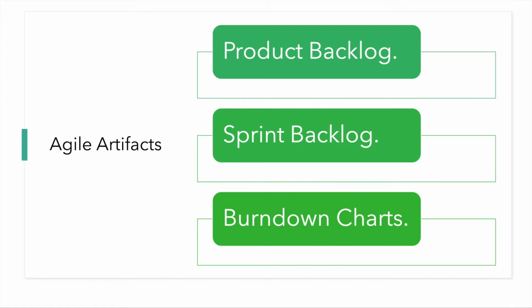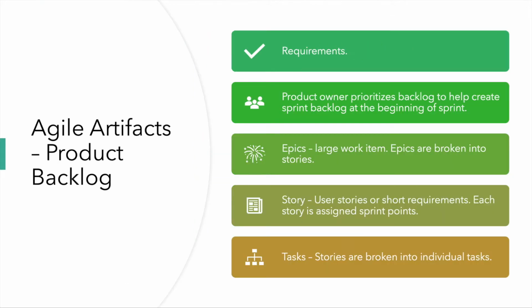Now let's look at the next topic and the last topic for this session, agile artifacts. Artifacts are special items that are created as part of the agile scrum methodology. There are mainly three artifacts: a product backlog, a sprint backlog, and a burndown chart. The first artifact is a product backlog.